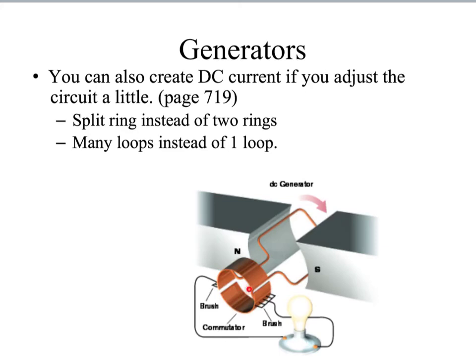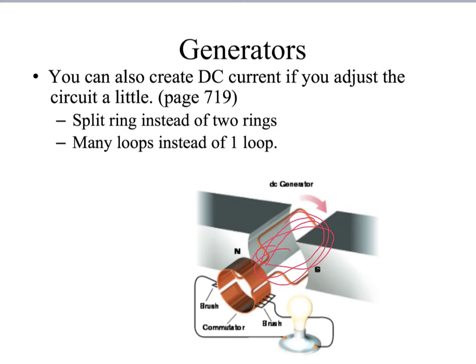The other way that we can create a DC generator is to use many loops instead of one loop. That's talking about this loop here. If instead of just one loop, we also had one that went this way and another one that went that way, and my drawings aren't very good, but you can imagine a whole bunch of different loops. Then you can always keep just the part that's positive, or the direction that you want for the current to be.